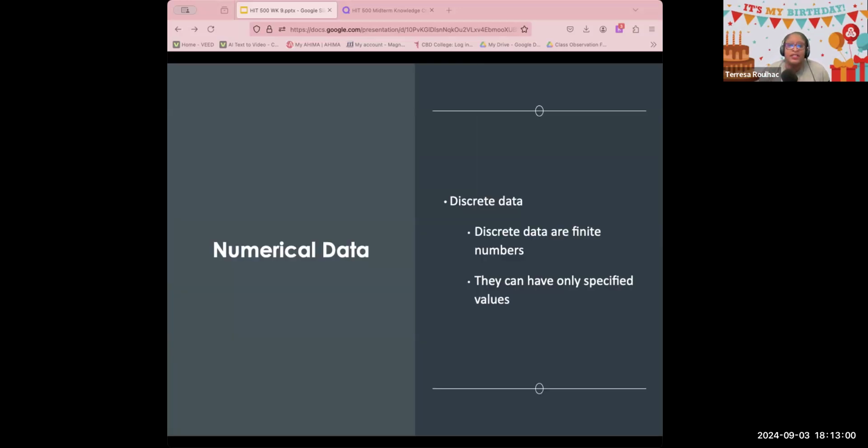Discrete data is typically whole numbers. They can have only a finite number of specified values. The number of children in a family is an example of discrete data. A family can have 2 or 3 children, but you're not going to see someone saying, I have 2.25 children or I have 3.5 children. The number represents actual measurements. So we're looking at quantities or counts rather than labels or categories.